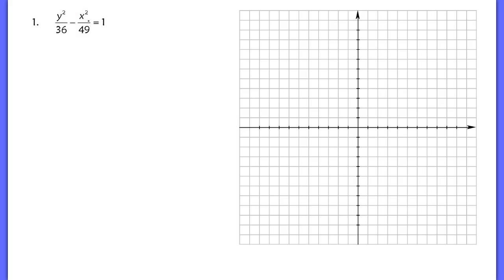Okay, so one of the other things I think you should do too is just to rewrite this as negative x squared over 49 plus y squared over 36 equaling 1. I think always having the x squared term first might help you guys. But then think about how this opens.